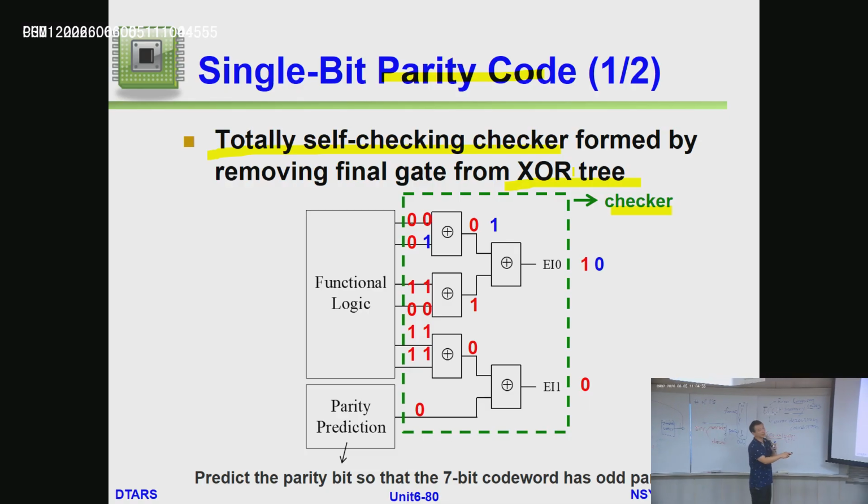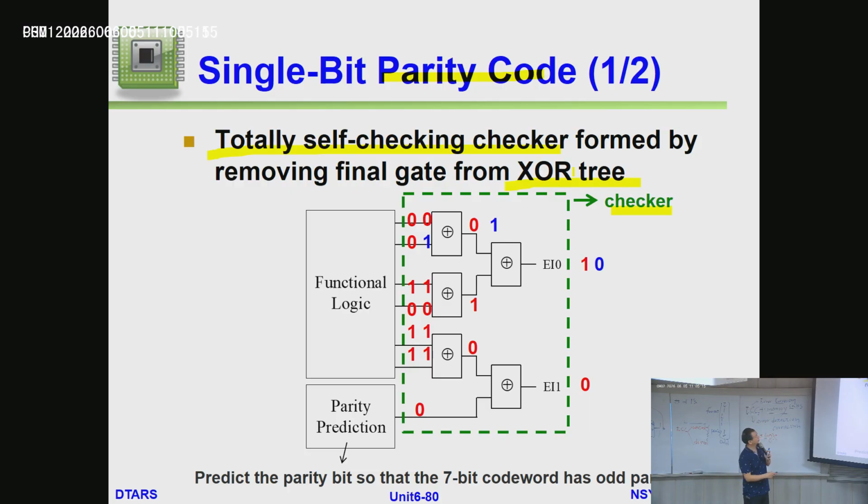Totally self-checking checkers. If you design some checkers to check the other one, you need to make sure your checker is correct. You need to know if your checker is good or not. Then you can use this technique, the totally self-checking checker. Okay, so that is the idea.